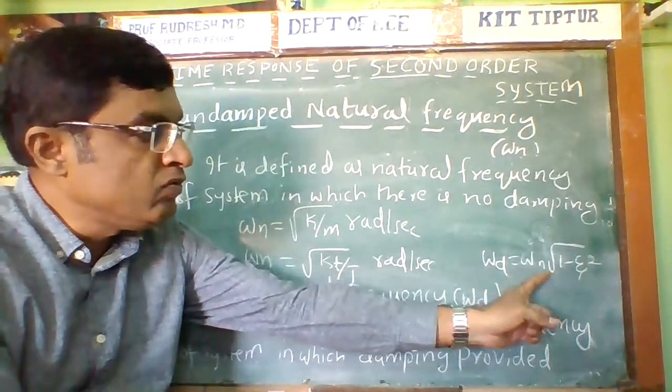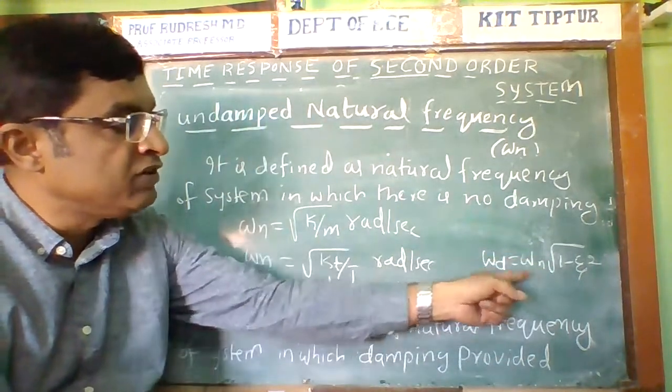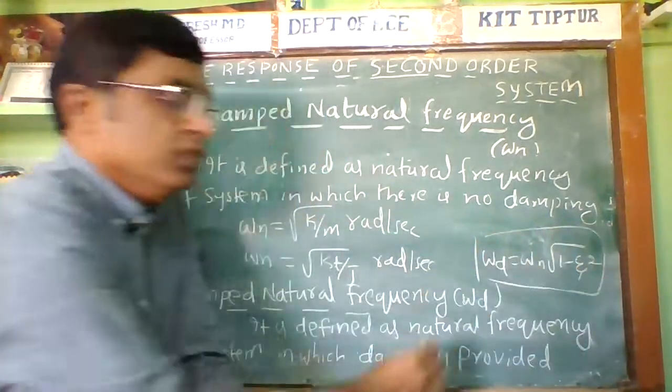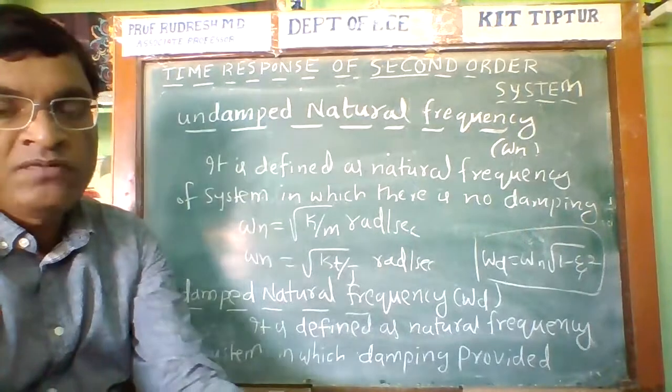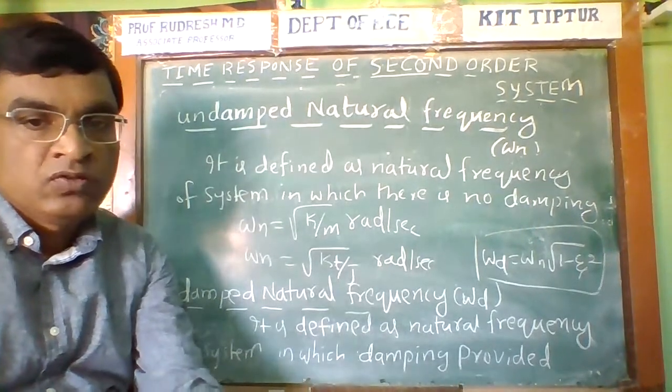Now, what is the relation between the undamped natural frequency and the damped natural frequency? This is very important, and while solving problems we should remember that W of d is equal to W of n into square root of 1 minus zeta square.